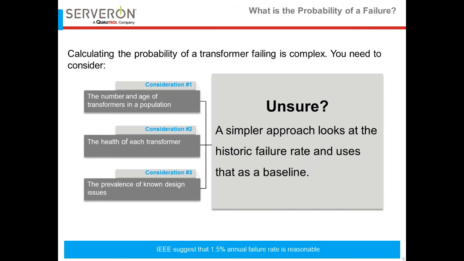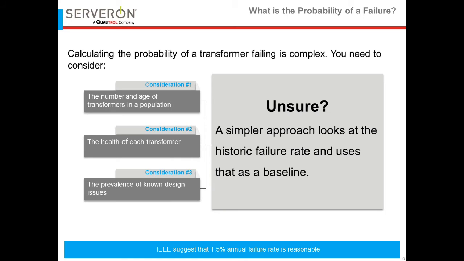So first, we need to calculate the probability of a transformer failing, and this can be a complex proposition if you're trying to calculate it for a specific population or even for a specific transformer. So in that case, you would need to consider three things. The first would be the number and age of transformers in the population, if you're looking at a population level. The second, the health of each of those transformers based on your knowledge of your assets. And then perhaps the prevalence of known design issues.